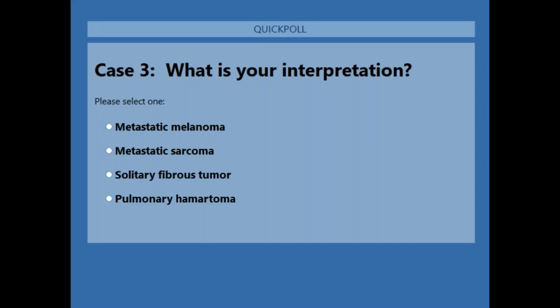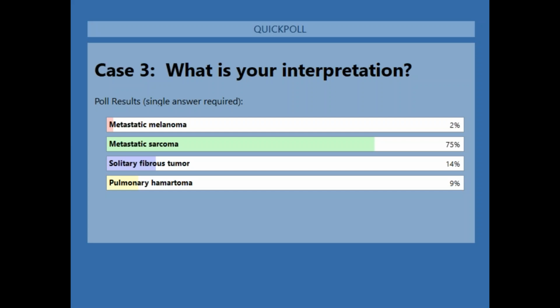So for case 3, what is your interpretation? Metastatic melanoma, metastatic sarcoma, a solitary fibrous tumor, or a pulmonary hamartoma? All right, the poll's now open. Please mark your answers. A couple more seconds. And I'll ask Joanne to please share the poll. All right, looks like 75% voted for metastatic sarcoma, and the closest follow-up to that is solitary fibrous tumor.